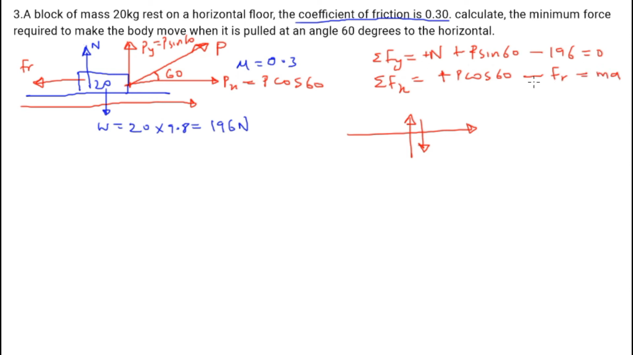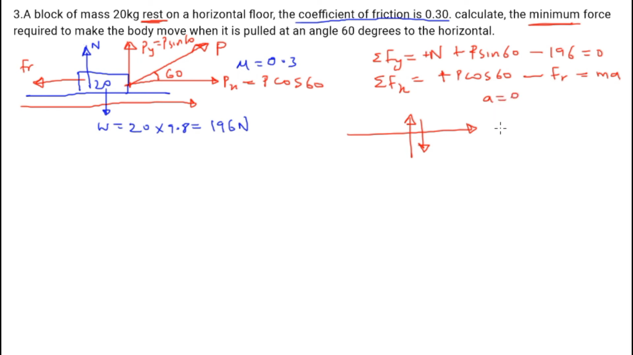Now let's see if there is an acceleration for the object. A block of mass 20 kg rests on a horizontal floor. Rest actually means that the object is not moving yet. The object is at rest, so force P is meant to move it in the positive x direction. So at that minimum point, acceleration is equal to 0.